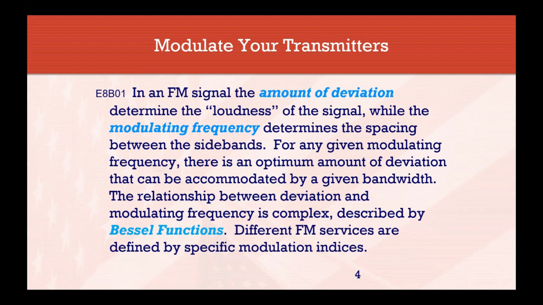For any given modulating frequency, there's an optimum amount of deviation that can be accommodated for a given bandwidth. The relationship between deviation and modulating frequency is a complex operation defined by Bessel functions, which is a whole other discussion. Different services do different things, as you would probably expect. But anyway, FM is a great thing. Deviation is a good thing. Generally speaking, in most applications, a 5 kilohertz deviation is considered the maximum. And generally, we're operating a little bit below that in the things that we do.